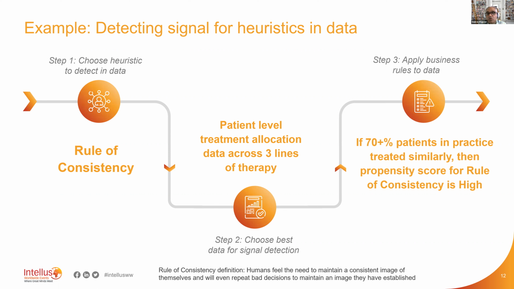And you can set thresholds for if it's 50%, 60%, 70%, whatever the numbers are, depending on the numbers, we will consider this physician as a high propensity for rule of consistency heuristic. So this is how you would use data to back up from the data into heuristics. And once you have the heuristics, then everything else you don't need if you're going to focus on heuristics-based messaging.